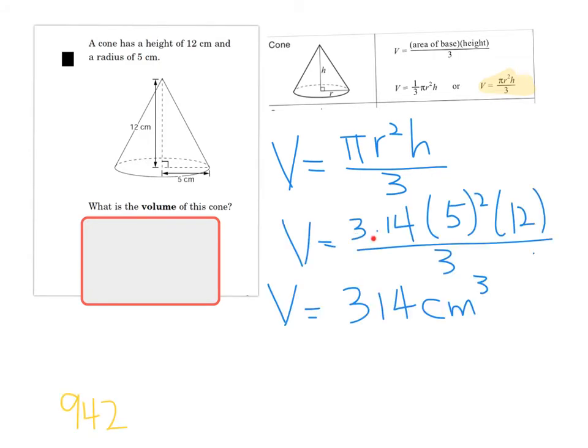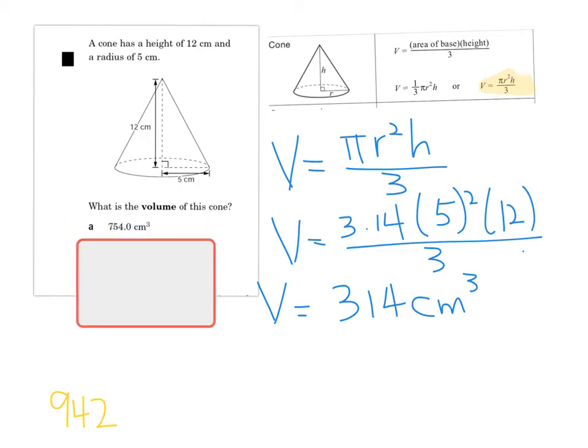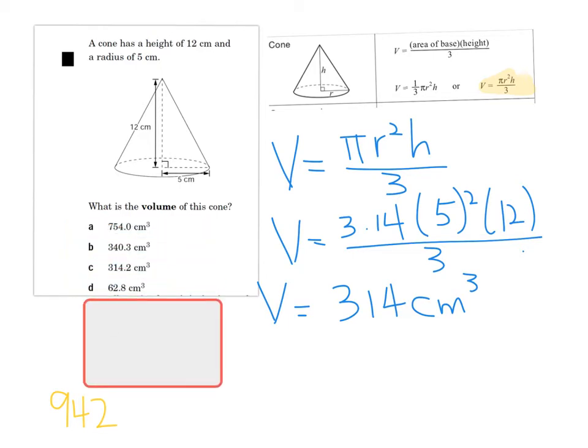Okay, so I substituted 5 in for the radius and 12 in for the height based on this diagram. I put this in the calculator, 3.14 times 5 squared times 12, and then divided by 3. And I end up with 314 centimeters cubed. Alright, so at this point I'm going to move the box, and I can see that my answer of 314 is here, 314.2.